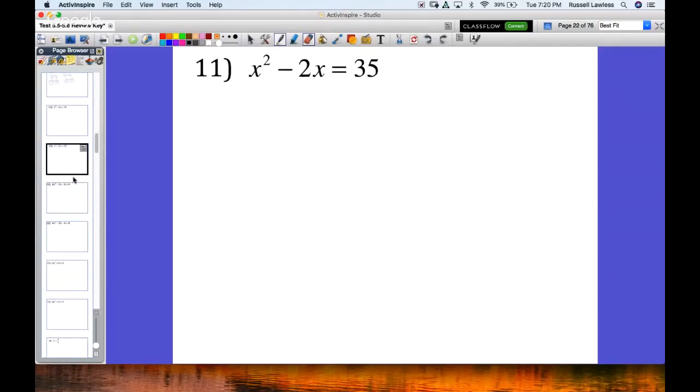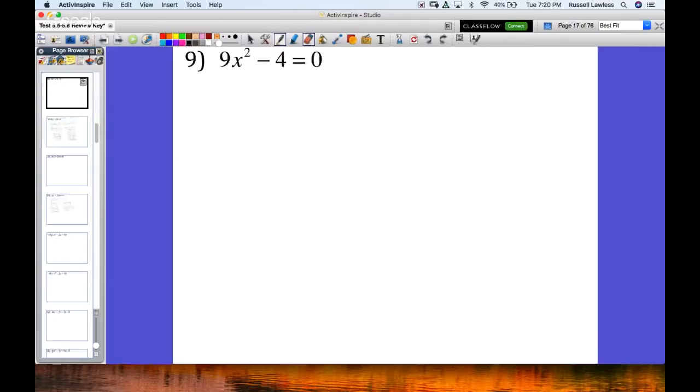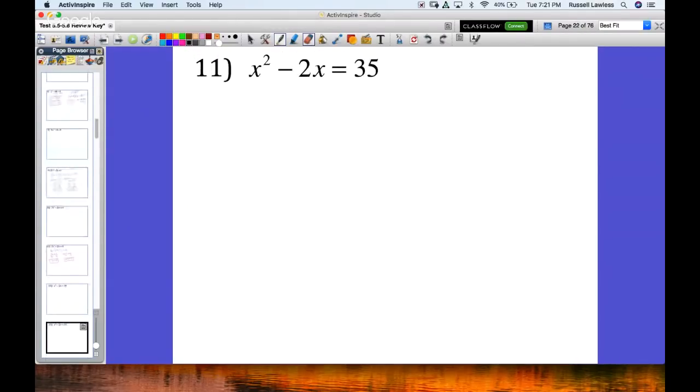So let's keep going. Now, we get into the little bit more complicated ones. Now, here's the thing. To solve by factoring, if you look at the 3 problems that we did before, notice what were they all equal to? They were all equal to 0. Is this one equal to 0?